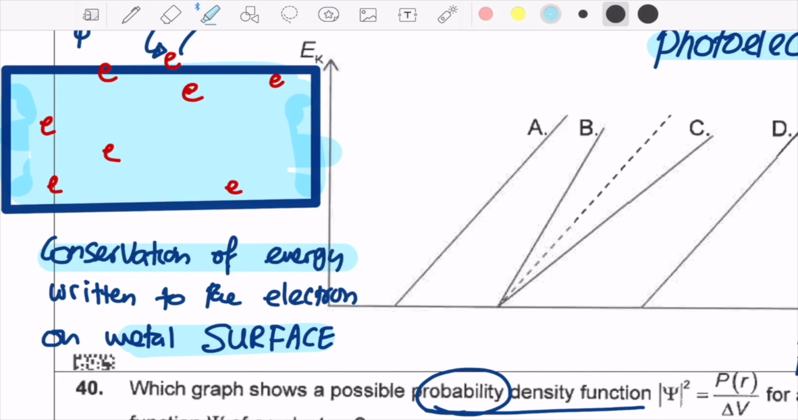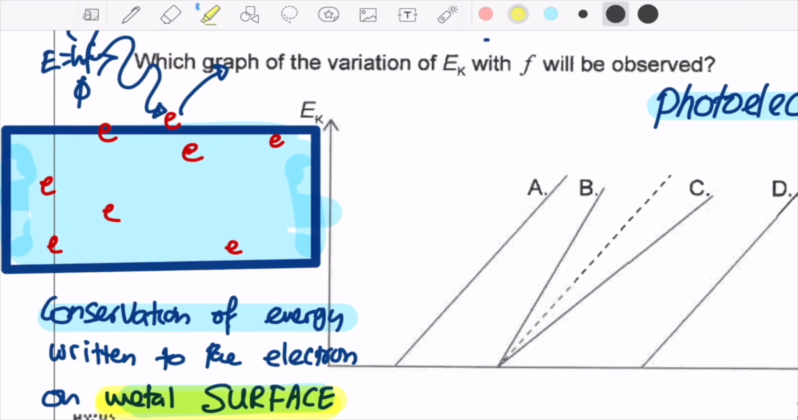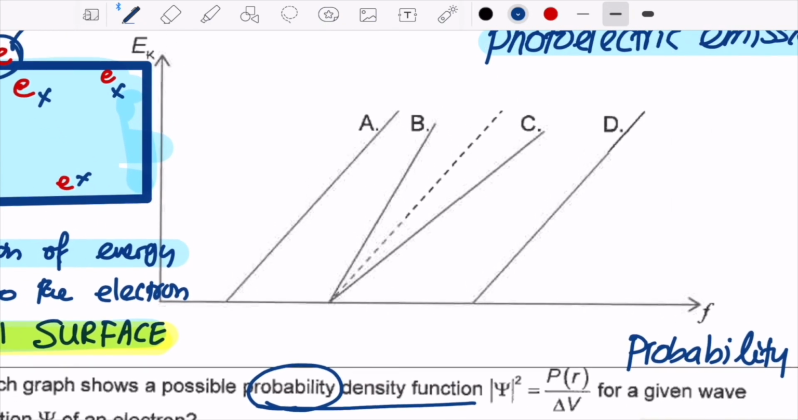but not for any electron. We are writing it for the electron on the surface. For example, here we are writing for this one, not for this one, not for any of these. It is the most energetic electron coming out of the metal plate. Alright, let's write the equation.